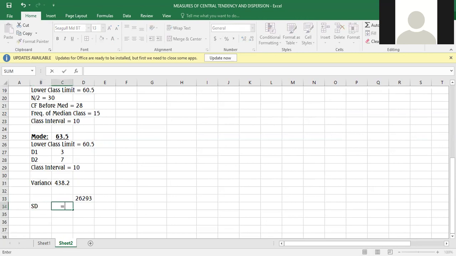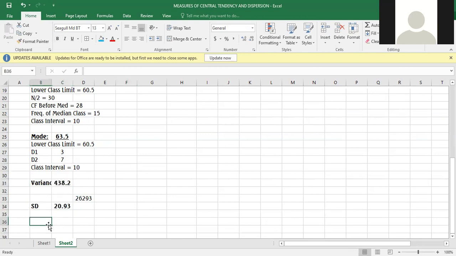Your standard deviation will now be the square root of this figure. By the time you get the square root, 20.93 becomes your standard deviation. So this is your variance.